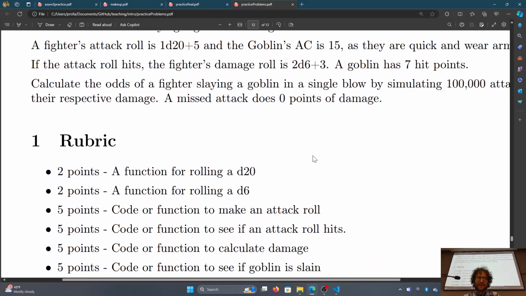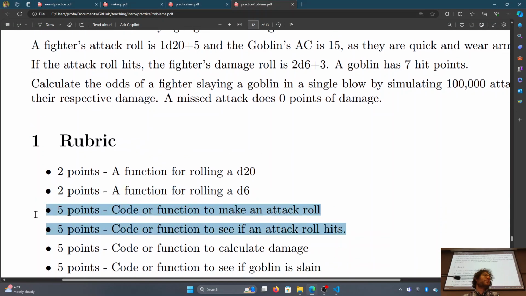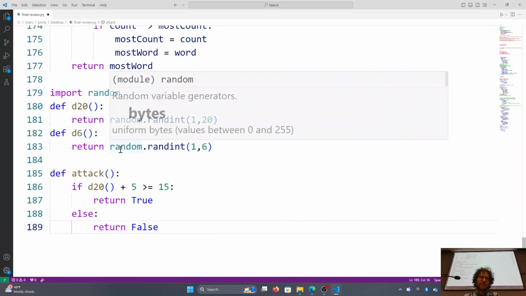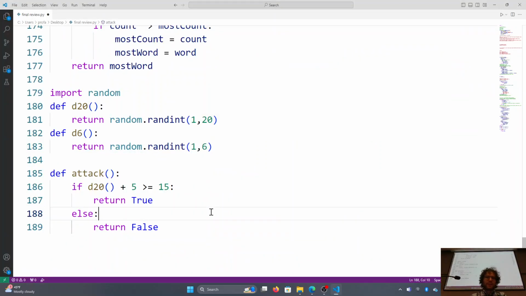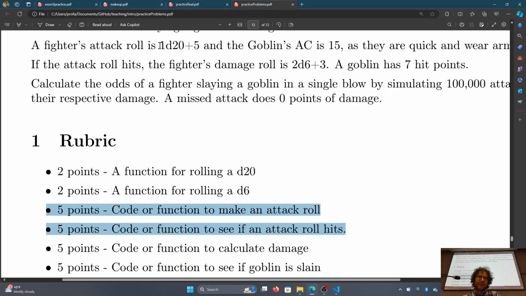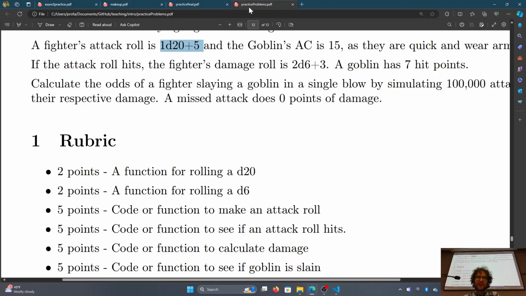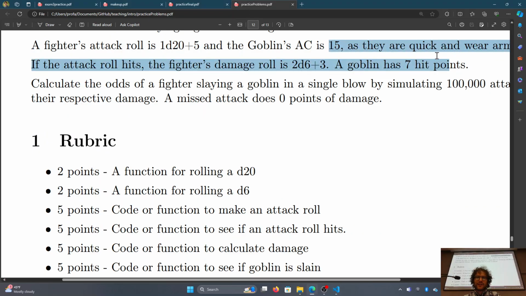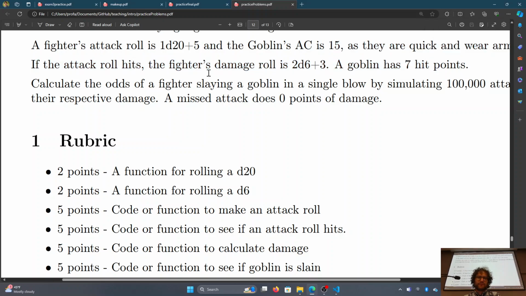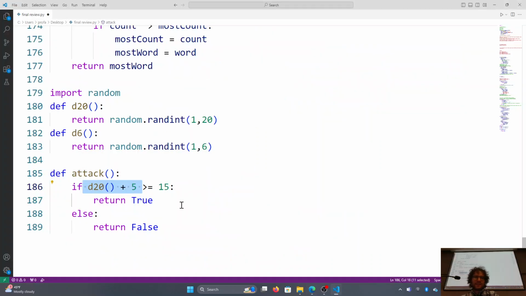In fact, that's about 10 points right there. That's both writing the function and returning properly, right? Because that's what we said over here. An attack roll is 1d20 plus 5. So if d20 plus 5 is greater than or equal to 15, then congrats, we hit. If it hits, then we go for damage.